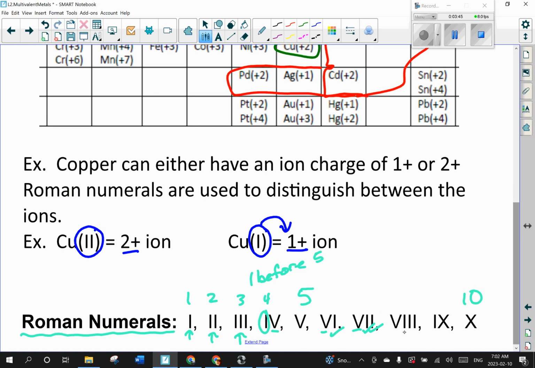This is 2 after 5. This is 3 after 5. This is 1 before 10. So that's how the Roman numeral system is set up. That's how I think of it. I don't know if that helped you.